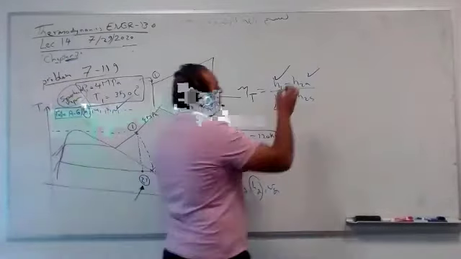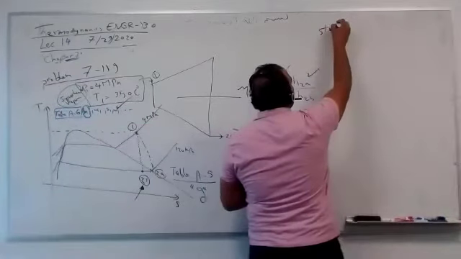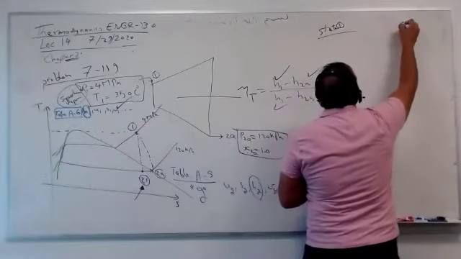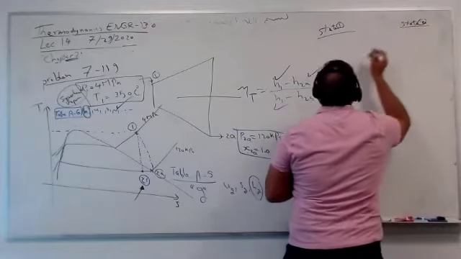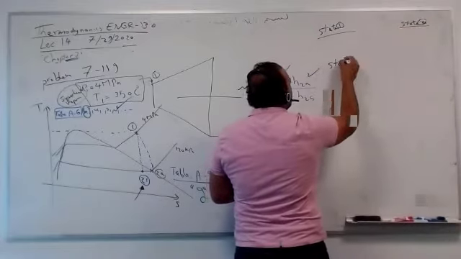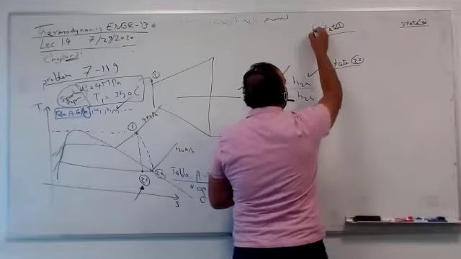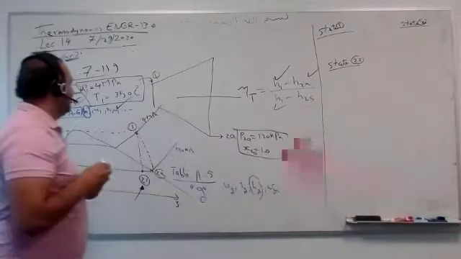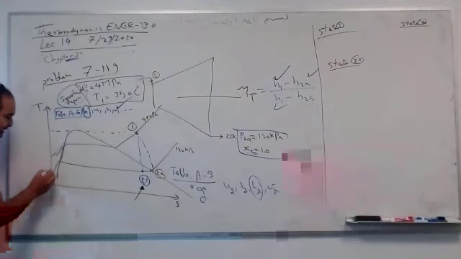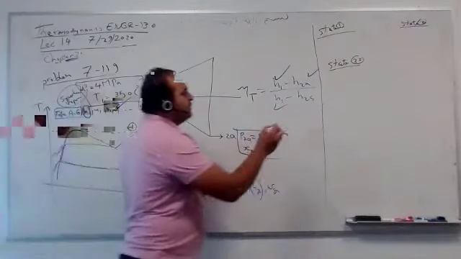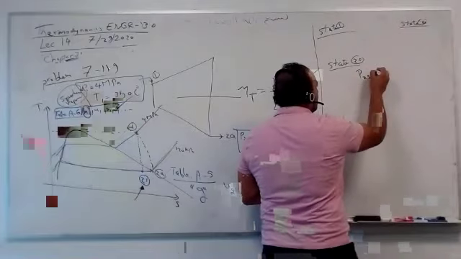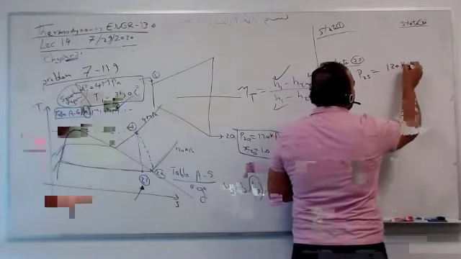So state 1 is known. Everything is known. State 2A is completely known. How about state 2S? What do I know, guys, about 2S? It has the same pressure, 120. So I know pressure P2S is 120 kilopascal.